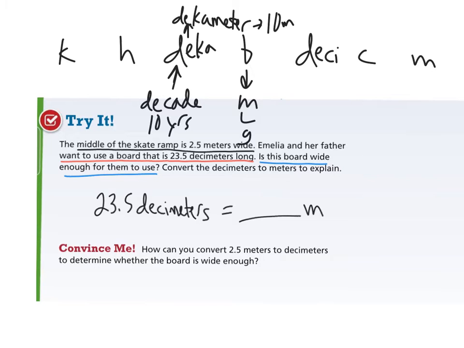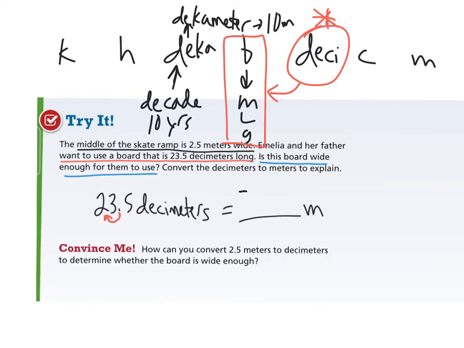Anyway, so if we have 23.5 decimeters and we're trying to get to meters, from decimeters to meters, how many spots do we have to move in which direction? So starting with deci going to meters, we would move one spot to the left. And so we can do that here. Just move your decimal one spot to the left. That would be 2.35 meters.